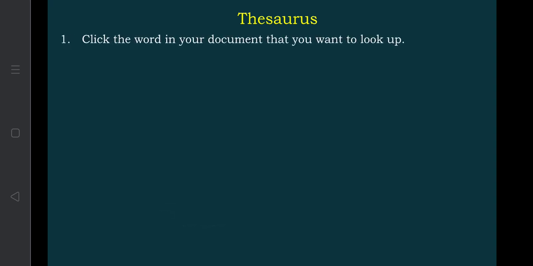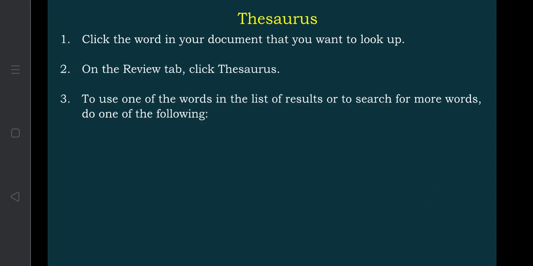Click the word in your document that you want to look up. So suppose you want to know the meaning of a word, you just select the word and click on the Thesaurus. On the Review tab, click Thesaurus, and then to use one of the words in the list of results or to search for more words, do one of the following. Once you select this, you can get the meaning and opposites of the given word.